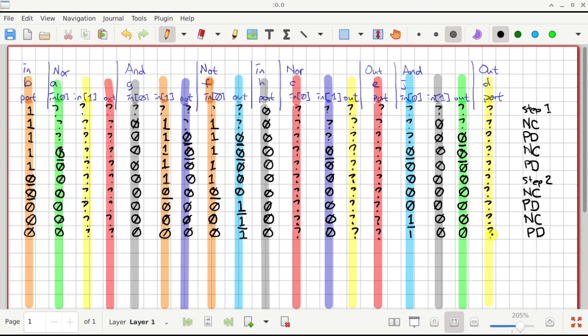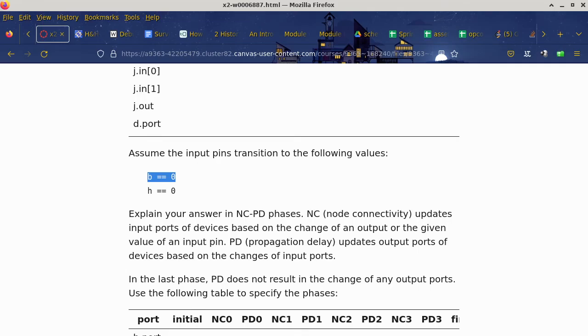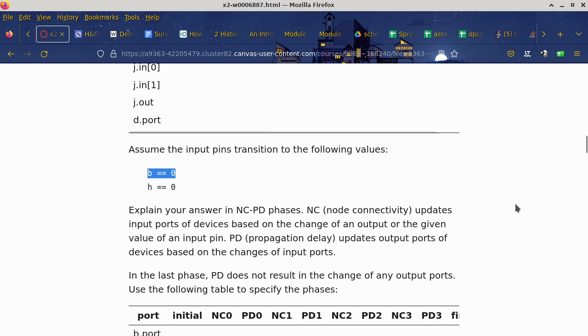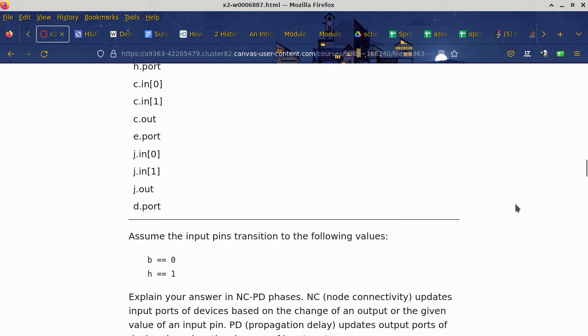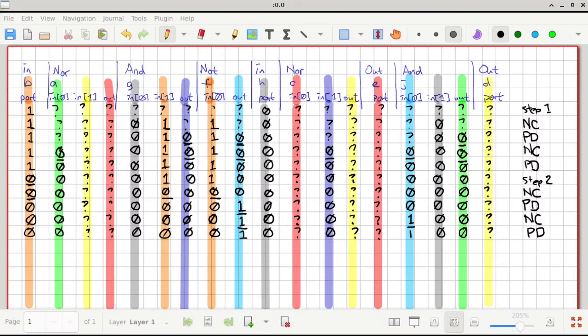And then we move on to the third step. There we go. So the third step is changing one of the input pins to another state, and this time we're changing H from a 0 to a 1. So if we get back to this diagram, this time H is the one that got changed. Okay, this is H, and that got changed to a 1.